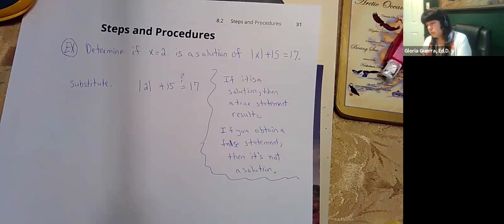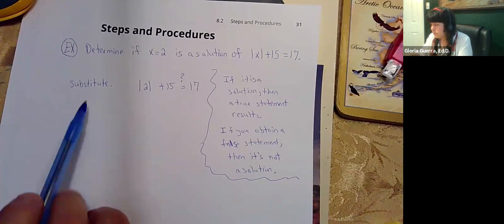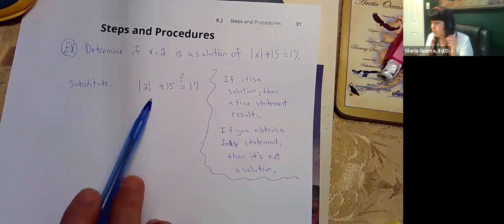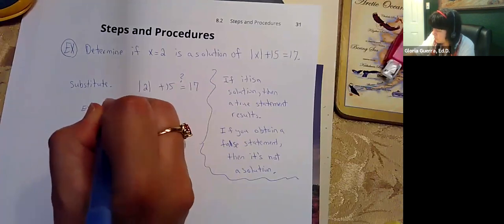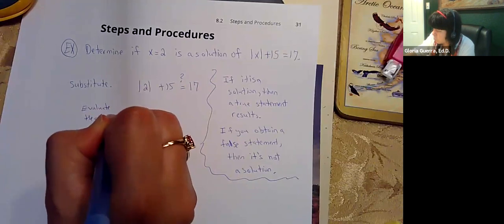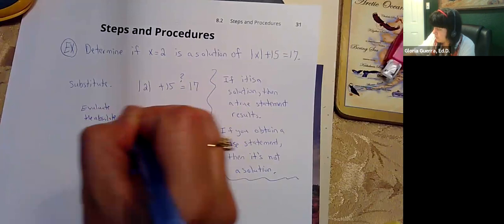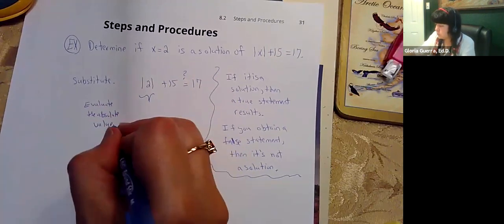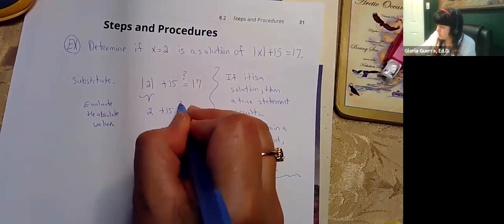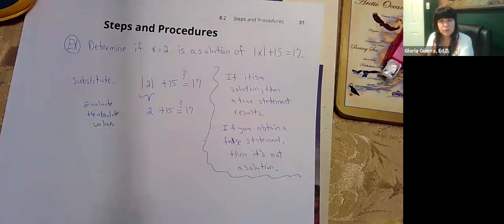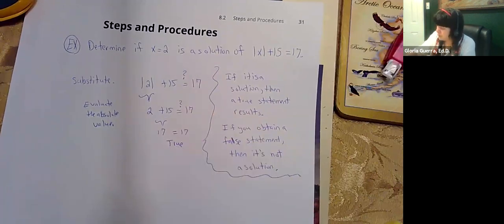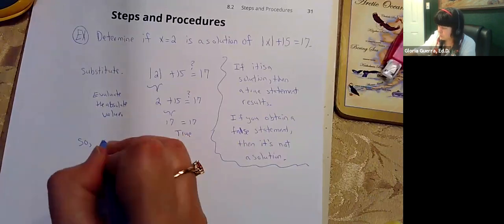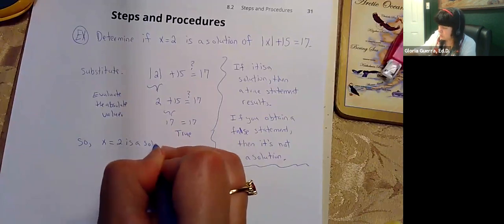So I'm going to substitute the 2 into the equation here. And now what you have to do, remember, is evaluate the absolute value first. The absolute value of 2 is 2. So now you have 2 plus 15, and the question is, does that equal 17? You just keep working down, down, down. 2 plus 15 equals 17. So yes, that is true, not false. Because it's true, X equals 2 is a solution.